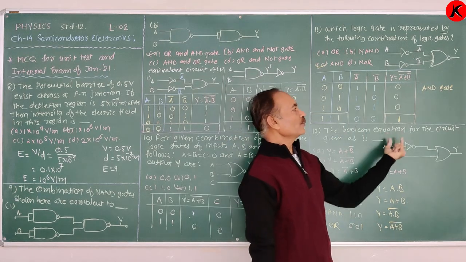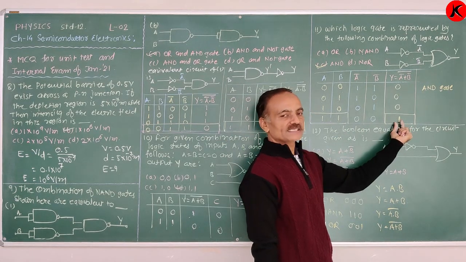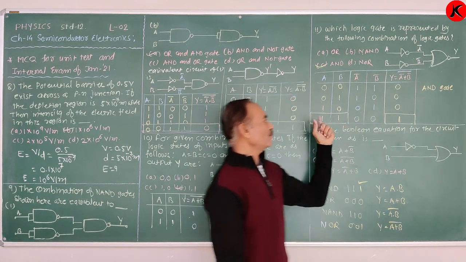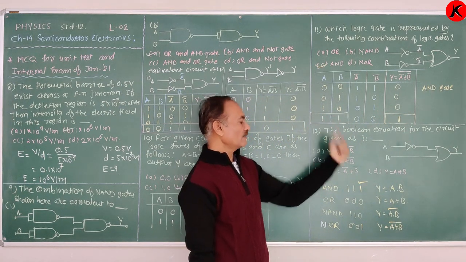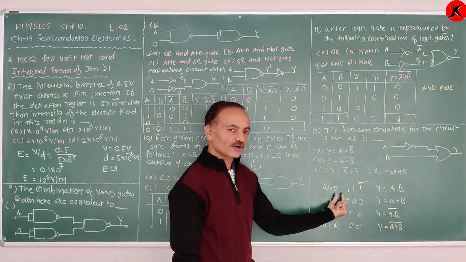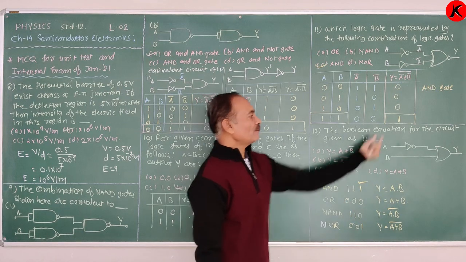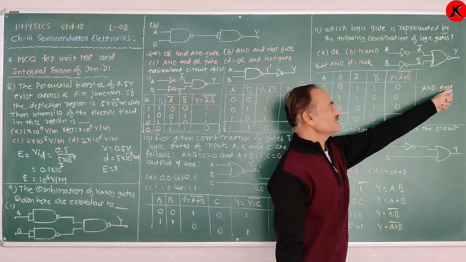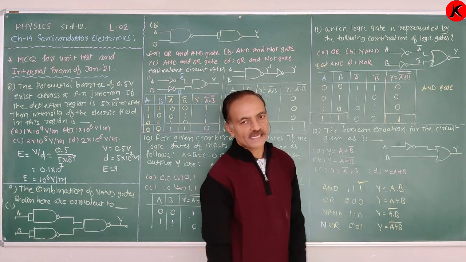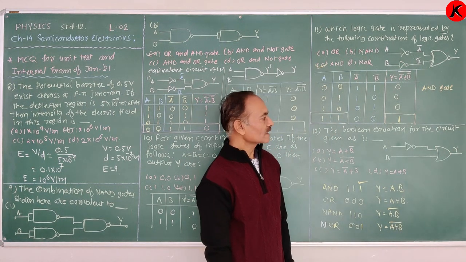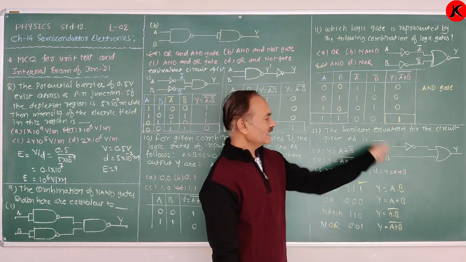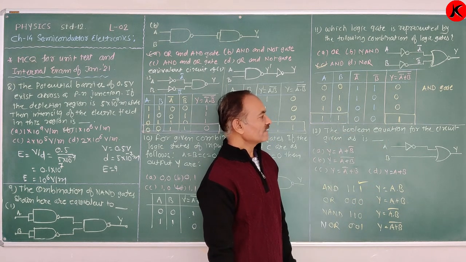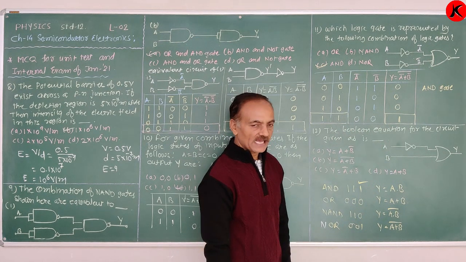Now for the output of the NOR gate, the different output is this one. One is obtained for which values of A and B? 1, 1. So that is the characteristic of the AND gate. Output is 1 if both inputs are 1. So this combination acts as an AND gate. Clear? Okay. Now next, the Boolean equation for the given circuit.